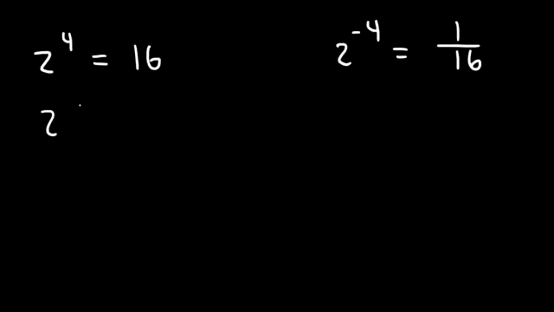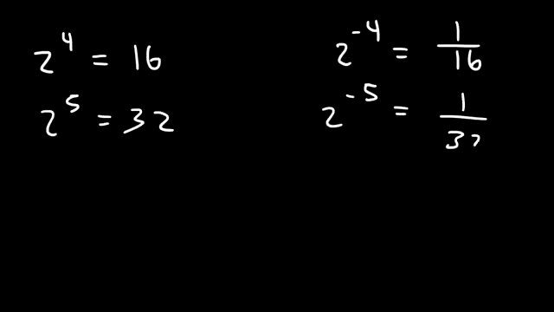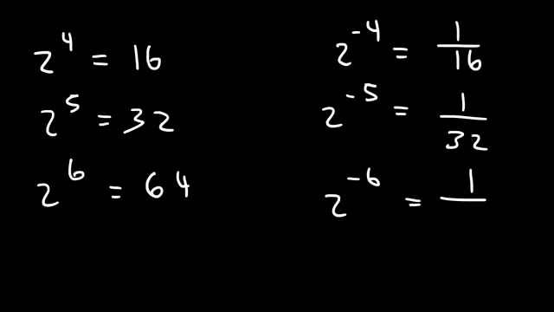Now earlier we said that 2 to the 4th is 16. So 2 to the negative 4 is going to be 1 over 16. 2 to the 5th is 32. 2 to the negative 5 is 1 over 32. So notice the pattern that you see here. 2 to the 6 is 64. 2 to the negative 6 is 1 over 64, and so forth.